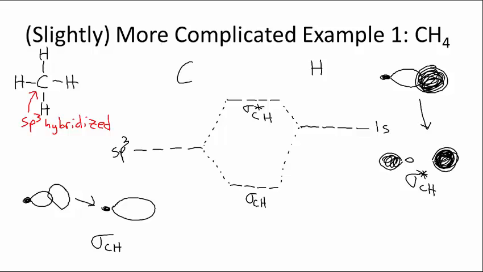Because if we count our electrons, how many valence electrons does carbon have? 4. So carbon would have 1, 2, 3, 4 electrons. And how many electrons does each hydrogen have? 1. So 1 from each hydrogen is going to be 4 more. So then I have 8. So I have just enough to fill up all the bonding orbitals and leave the antibonding orbitals empty.